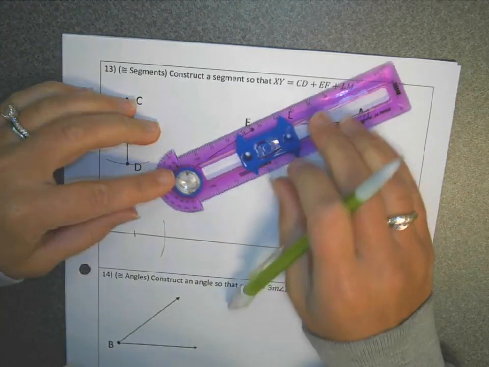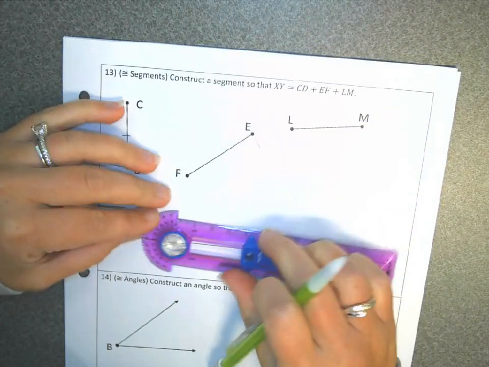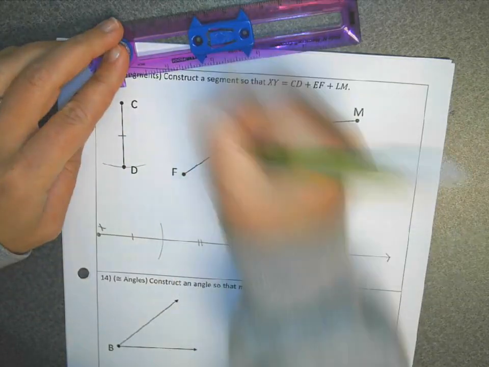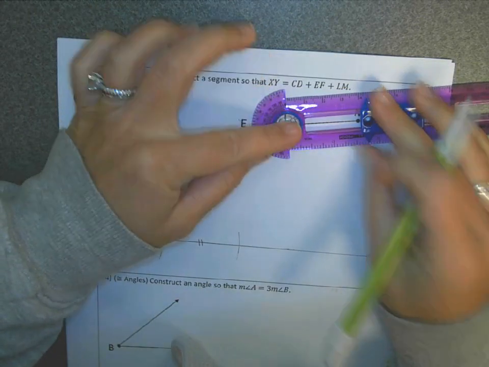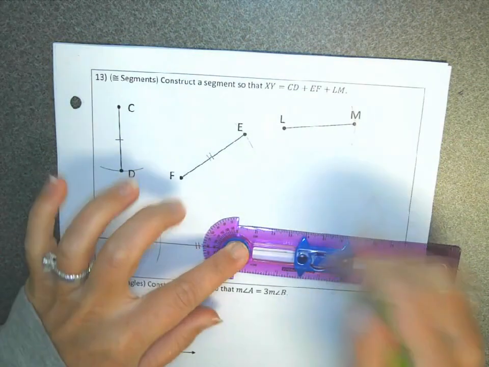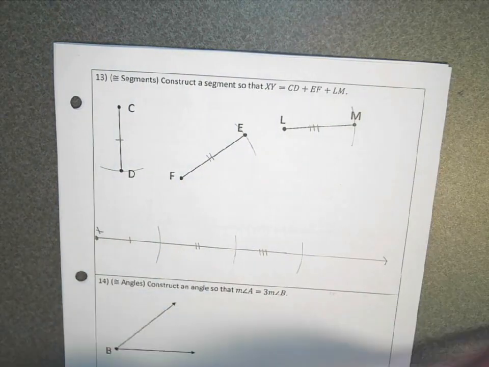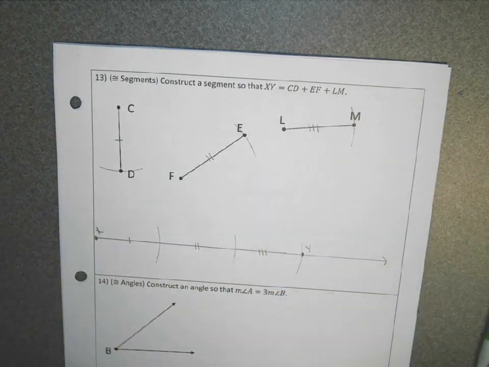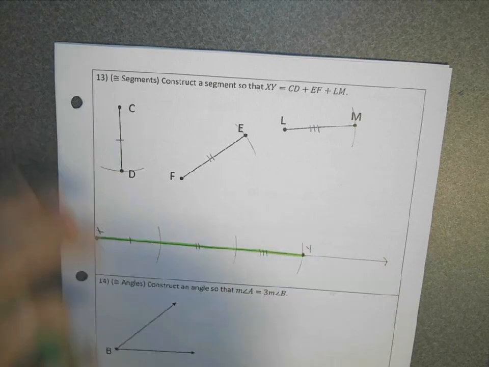The next one I'm going to put on there is EF. And I'm going to copy it on here, and put a different congruent mark on that one. And I'm going to copy LN, and copy it down here. And I'm going to use another congruent mark, so that one I'm going to use 3 dashes. Now where it ends, that must be Y, because X to Y are those 3 segments added together.